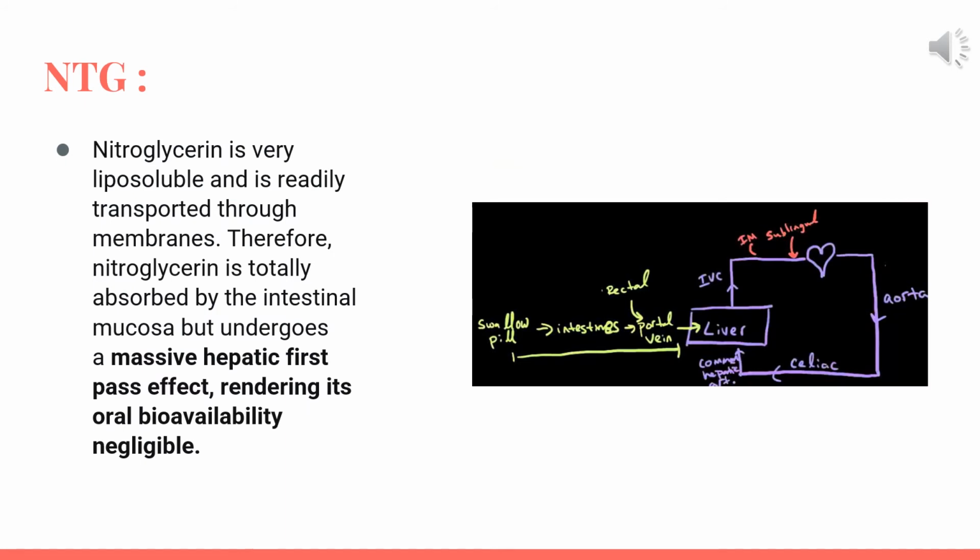Another example would be nitroglycerin, which is very liposoluble and readily transported across membranes. Therefore, it's totally absorbed by the intestinal mucosa. However, it undergoes a massive FPE, rendering its oral bioavailability almost negligible. So as you can see in the picture to the right, it can be given by different routes. So we can give it sublingually, buccally, transdermally in order to avoid first pass effect and bypass this.